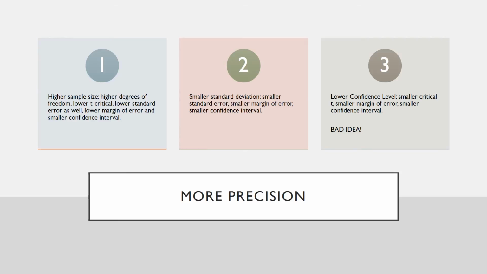The second thing you can do is have a smaller standard deviation. So the smaller the standard deviation, the smaller the standard error. Because remember, the standard error is the standard deviation divided by the square root of n if you have a one sample test. And so if you have a smaller standard error, you're going to have a smaller margin of error, and thus a smaller confidence interval. So notice what we're doing is we're lowering the margin of error, and that means we have a smaller confidence interval.